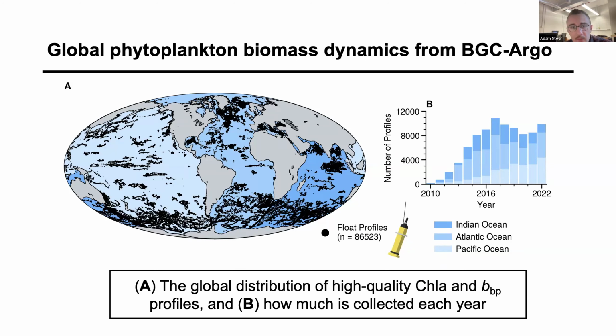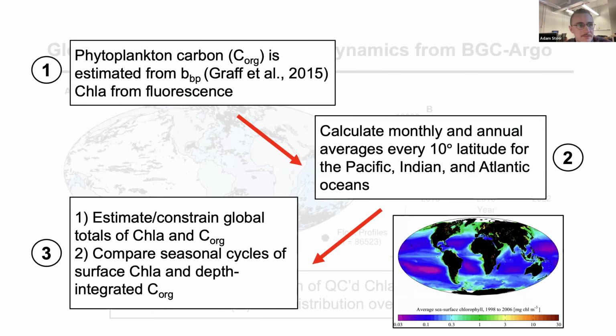And we can also compare that with that commonly made assumption of surface chlorophyll A acting as a proxy for carbon biomass, which is commonly done in satellite studies. And so I'll just quickly go over the methods here. I'm going to take some liberties that people are already aware of, using backscatter as a proxy for carbon biomass. But we use the algorithm from Jason Graff and colleagues to convert particle backscattering to phytoplankton carbon. And then we use the chlorophyll estimates from the fluorometer on the floats.